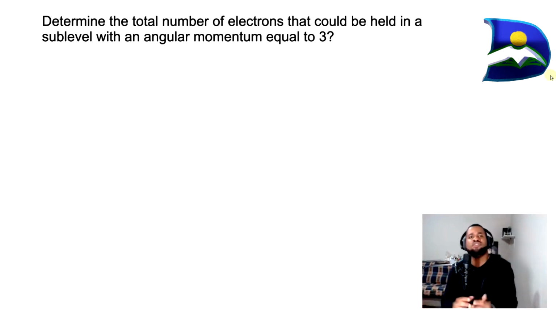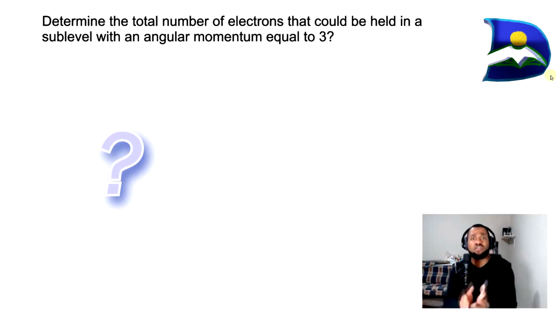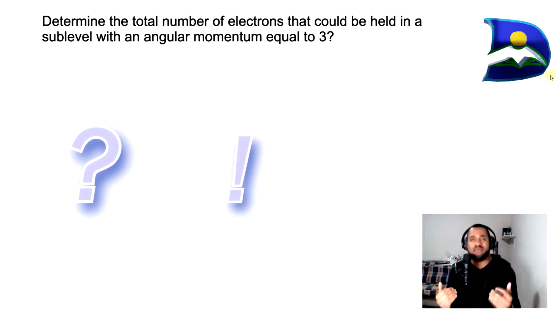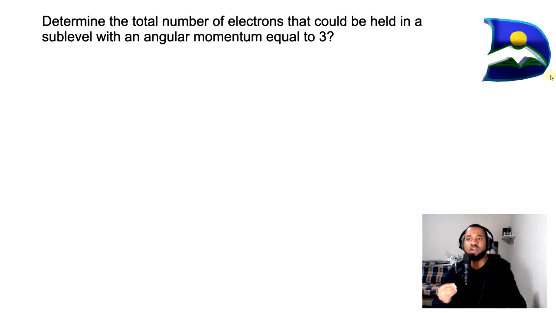So let's dive into this by looking at a particular question. Our goal here is to be able to associate a question to various theories that you know, and how that's going to be brought back to this particular question in order for you to solve effectively. So looking at this question, you're asked to determine the total number of electrons that could be held in a sub-level.